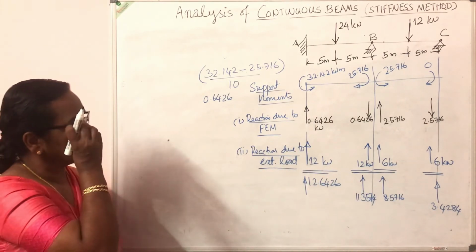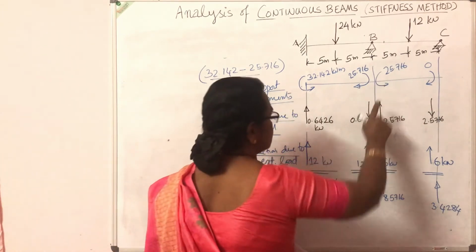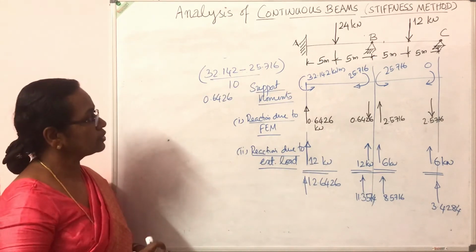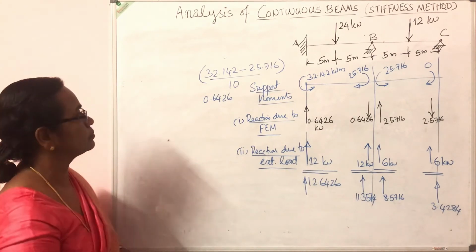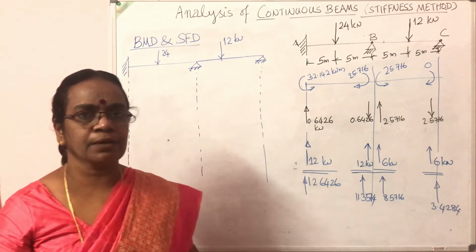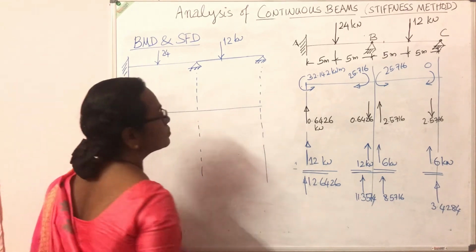Now we have to draw the bending moment diagram based on these bending moment values, and the shear force diagram based on the support reactions. Let us see how to draw the bending moment diagram. First of all, consider drawing a horizontal line.